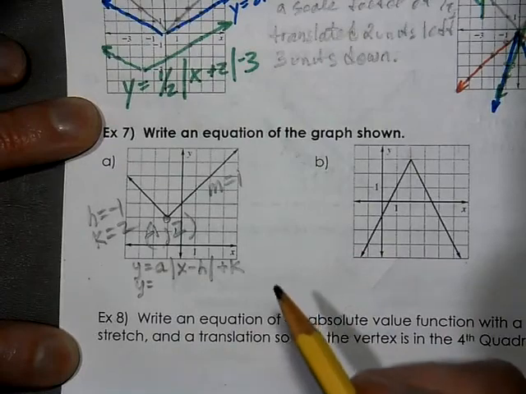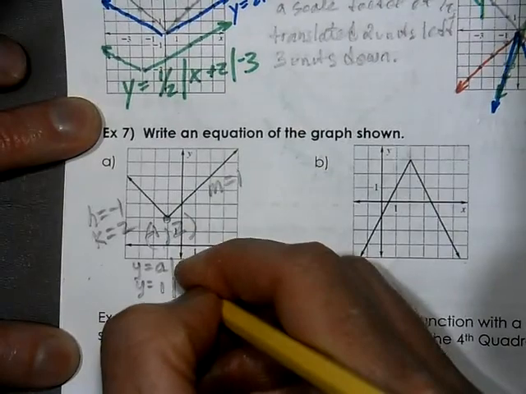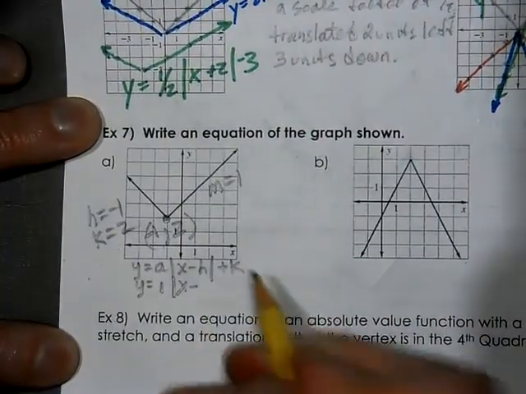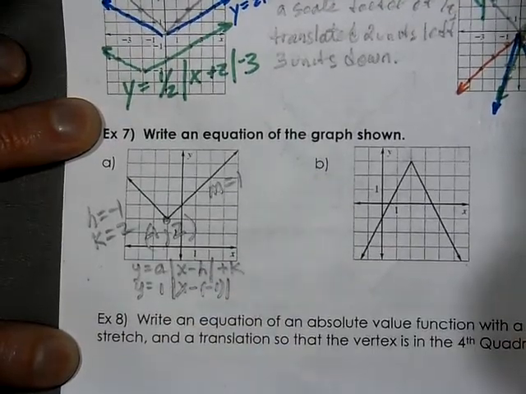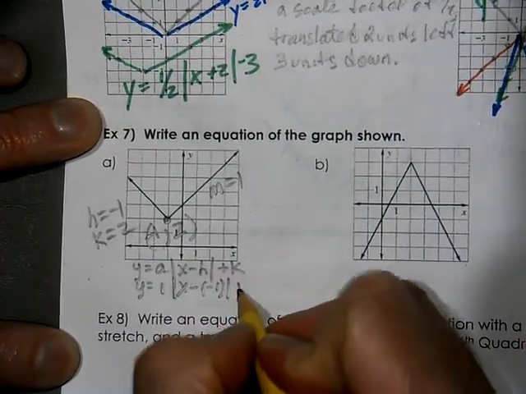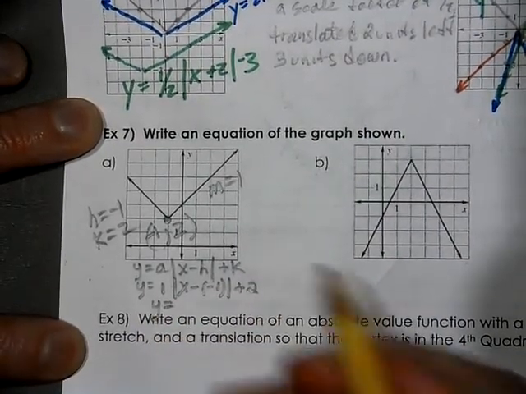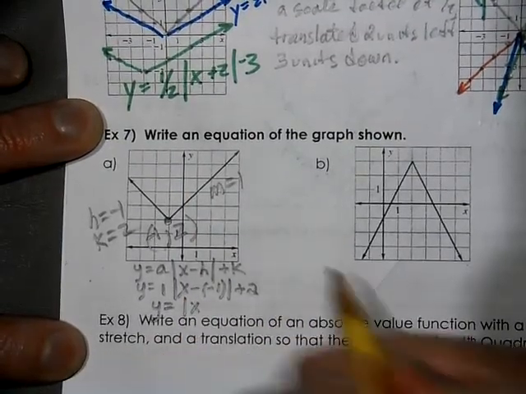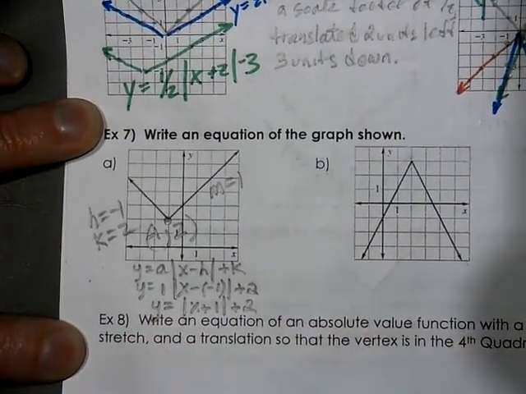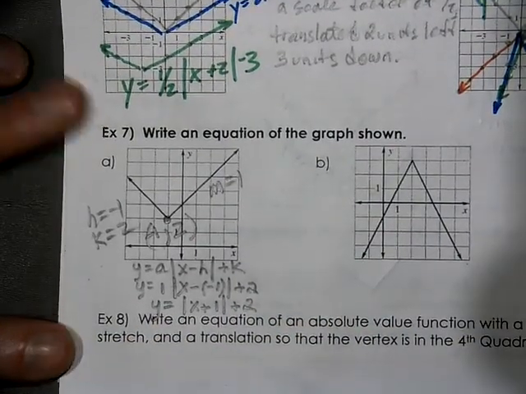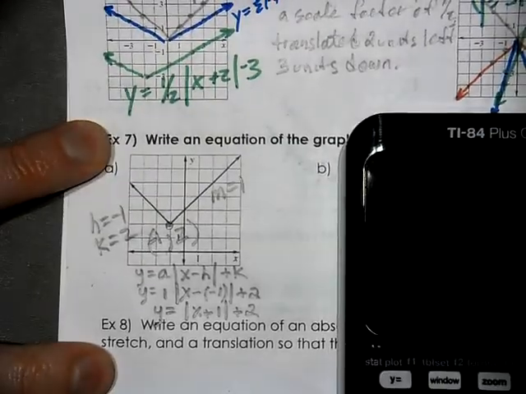So 1 is our A value. You could put a 1 in there if you want. The absolute value of x minus, now if we have an h value of -1, we should use parentheses, plus k, plus our 2. Now that can be cleaned up. We really don't need the 1. So absolute value of x plus 1 plus 2. You could type that into your graphing calculator to see if it produced the same graph.